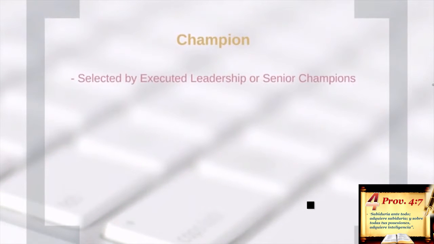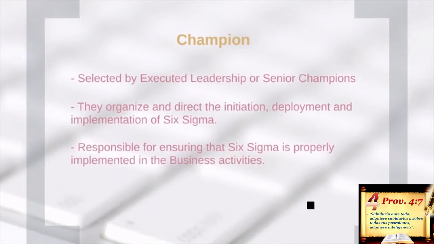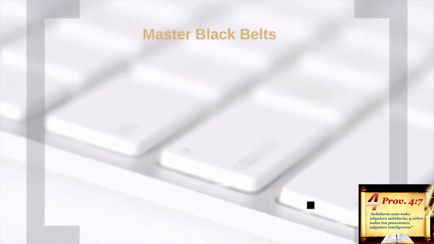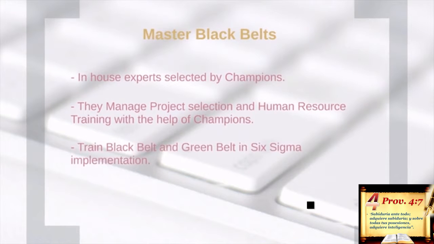Champions are selected by executive leadership or senior champions. They organize and direct the initiation, deployment, and implementation of Six Sigma throughout the organization. They ensure that Six Sigma is properly implemented in the business activities of the organization. Champions can be either deployment champions or project champions. Next in line are the Master Black Belts, who are in-house experts selected by champions. They manage project selection and human resource training with the help of champions. They train black belts and green belts in Six Sigma implementation.